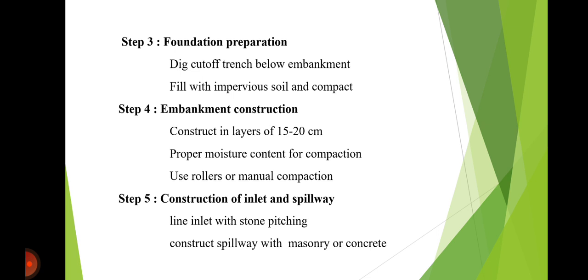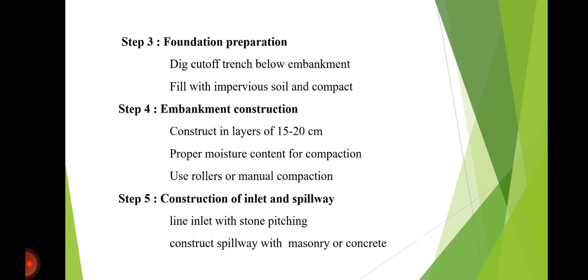Construction of the embankment: place excavated soil in layers of 15 to 20 centimeter thickness. Compact each layer properly to increase stability and reduce seepage. Construct the bund to the required height, including the freeboard. Some of the important features in embankment construction are adequate top width, proper side slope, and uniform compaction.